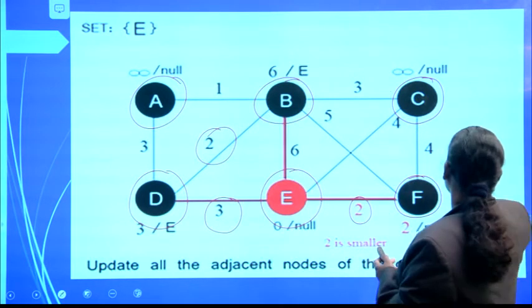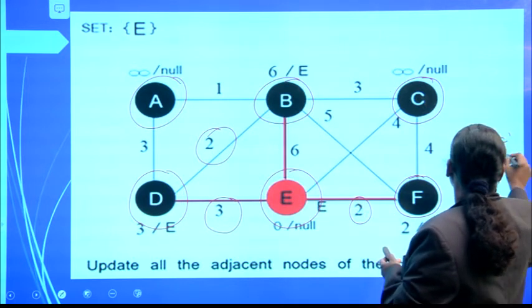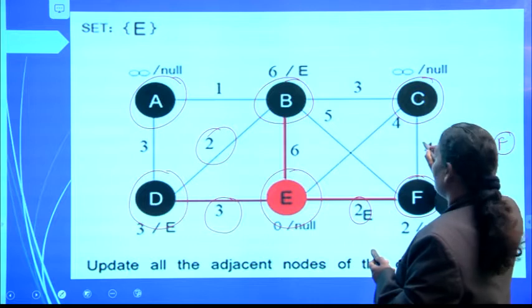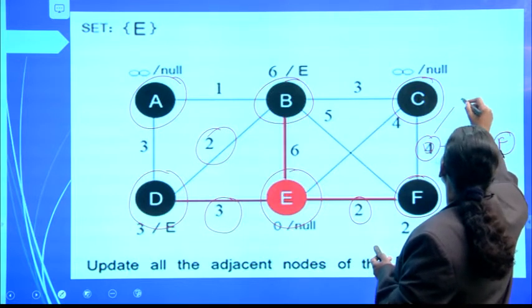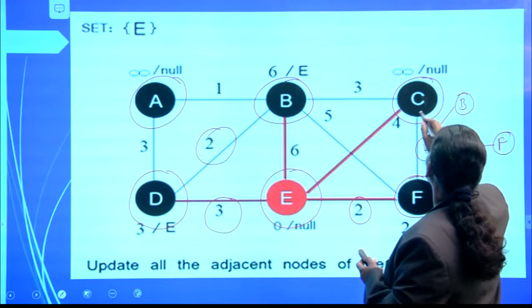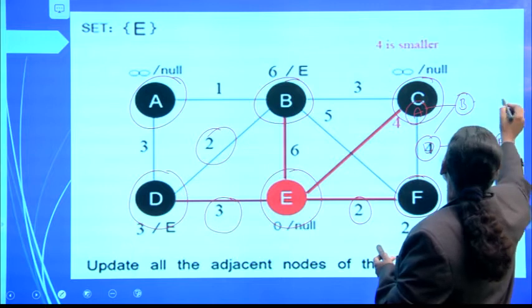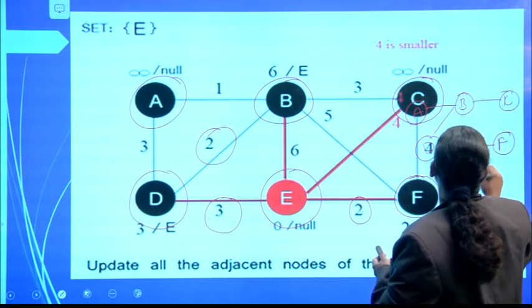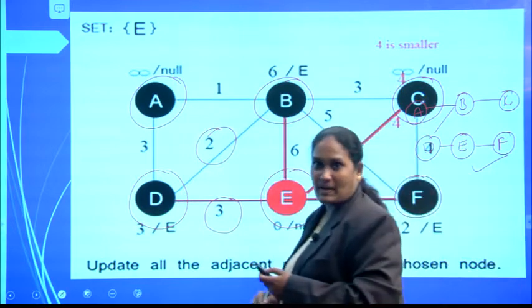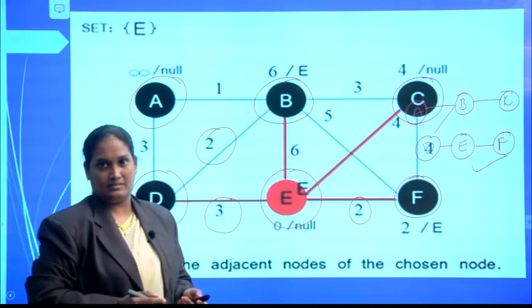So what is the minimum cost spanning tree for this one? E, F. Here we have D, and from this D we select B, and from this B we select A, and from this B we select C. Here this becomes the minimum cost spanning tree for the given graph.